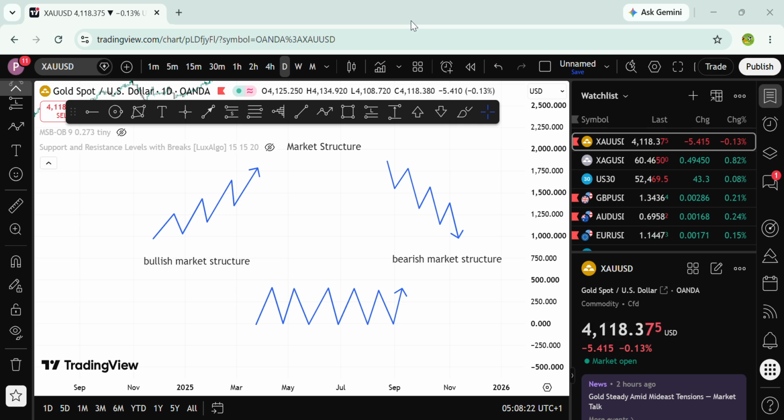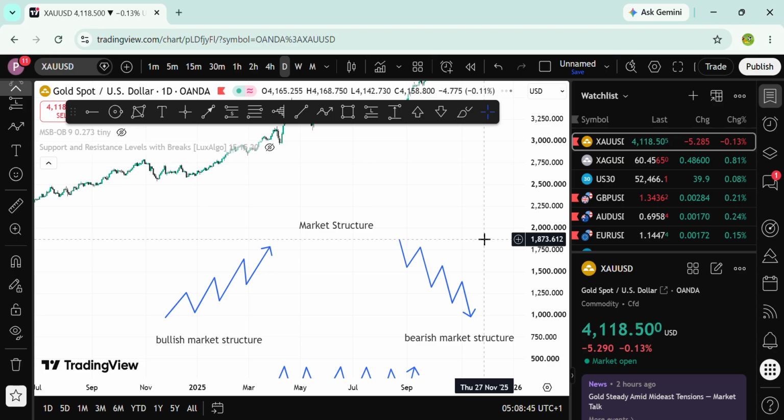So, good day, guys. Today we'll be talking about market structure. I want you to understand that in the first chart, there's something we call market structure, and that market structure is the directional movement of the market. Remember, I said this market is a graph. The diagram of this is a graph, the chart.